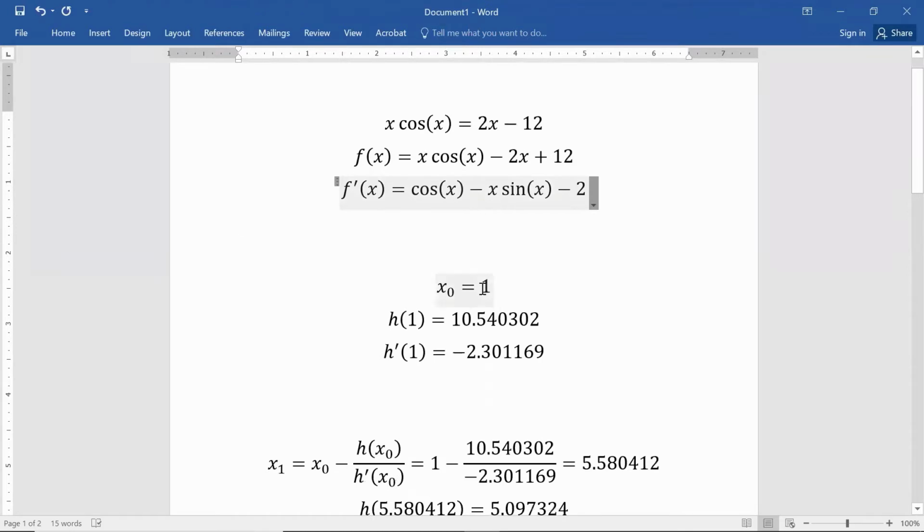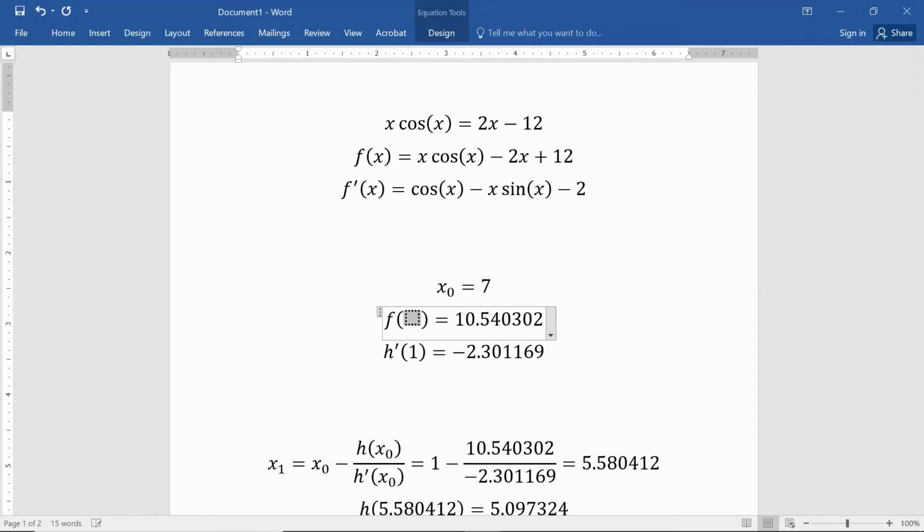Now we know we should not have started with the number 1. The number 7 would have been much better, as we saw graphically from the last example. So we're going to apply Newton's method with the number 7, and then we'll do 3 iterations and see where that gets us. Since I'm using 7 now, and using f instead of h, I have to change all of my values here.